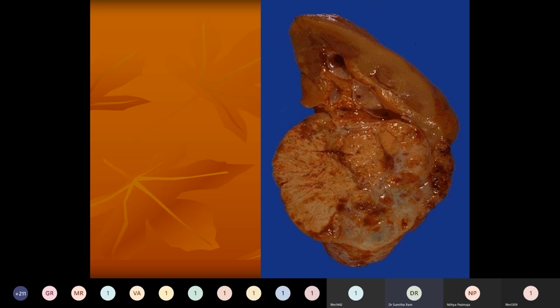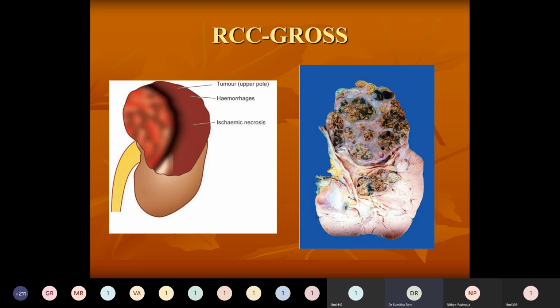Now, the variegated appearance is due to the expansile growth of the tumor. There will be areas of hemorrhage and necrosis within the tumor, which give rise to these blackish spots with areas of hemorrhage, and the yellowish areas you are seeing are all areas of necrosis. Now, a tumor in the upper pole with hemorrhage and necrosis is the same. Here is another picture for you to describe the tumor very clearly in the upper pole of the kidney.